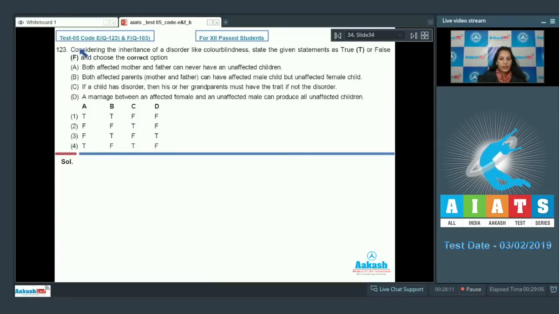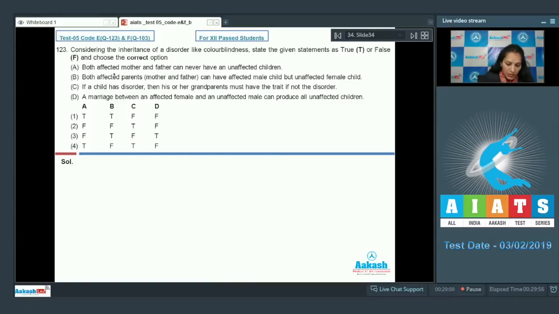Question number 123. Considering the inheritance of a disorder like color blindness, state the given statements as true or false and then choose the correct option. A. Both affected mother and father can never have unaffected children. B. Both affected parents can have an affected male child but an unaffected female child. C. If a child has the disorder, then his or her grandparents must have the trait, if not the disorder. D. A marriage between an affected female and an unaffected male can produce all unaffected children.